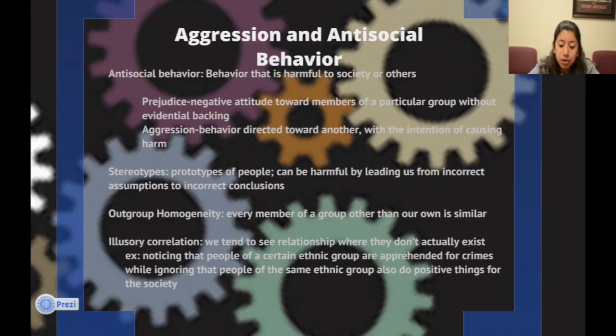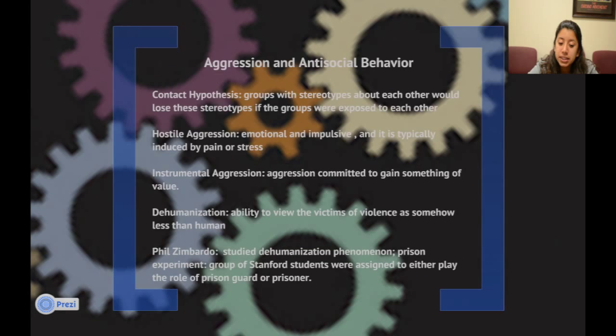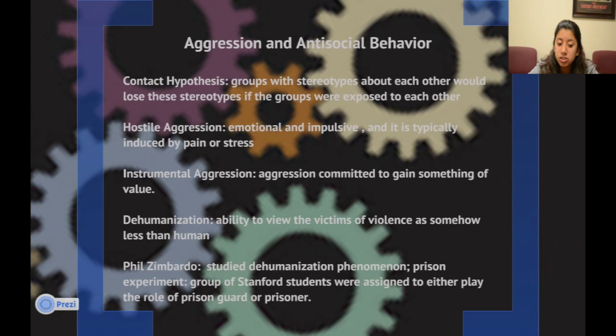So for example, noting that people of a certain ethnic group are apprehended for crimes while ignoring that people of the same ethnic group also do positive things for society. So those are some things that you might have already heard and might see in everyday life, but it is a part of social psychology.